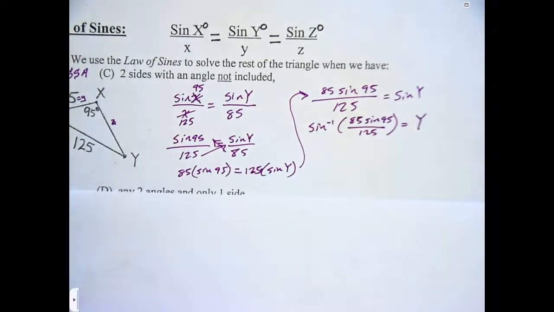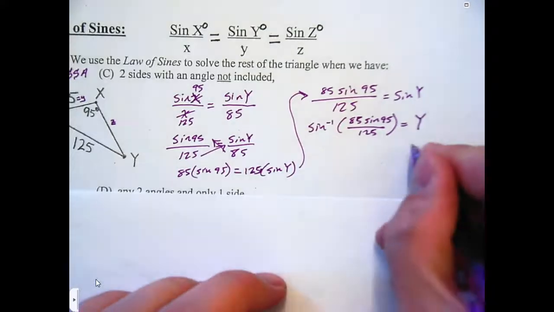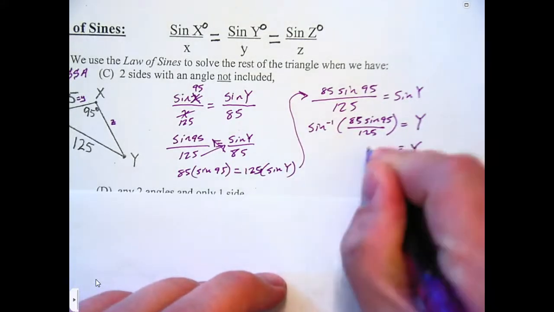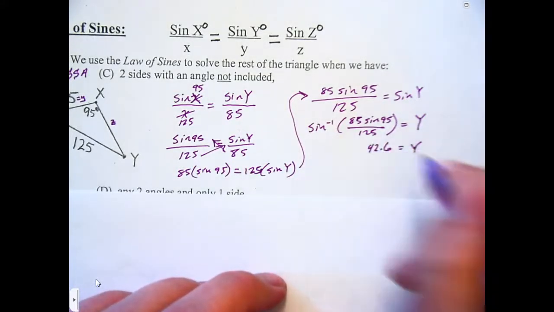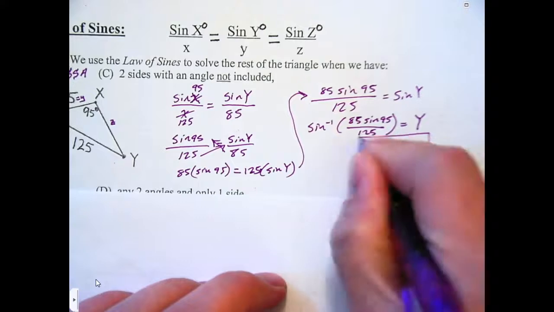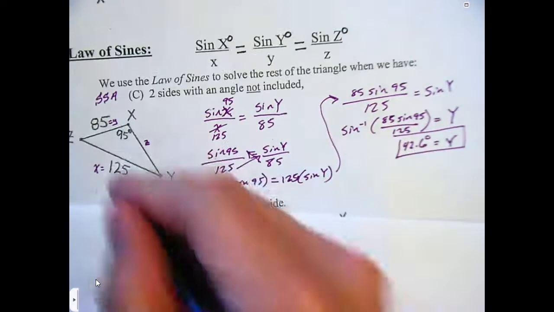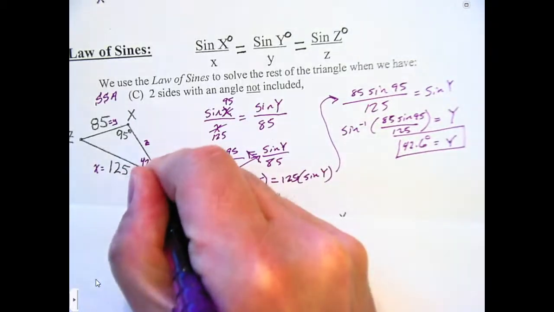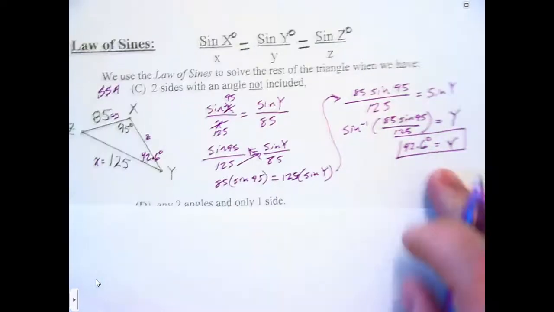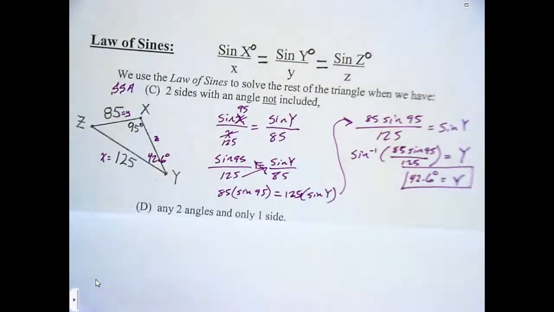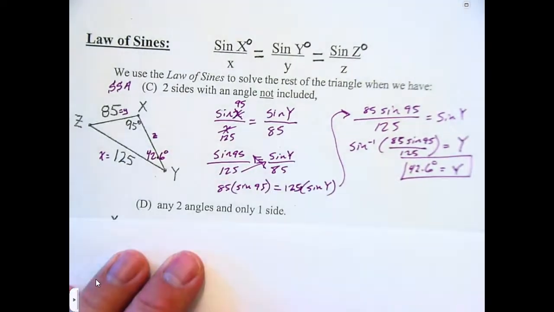Okay. So when everyone inputs it in there, make sure you're in degree mode. Okay, so we should get y equals 42.6, yeah, rounding to the nearest tenth. 42.6 degrees. Okay. So we know what that angle is. What's the other one we can find real easy right now? Angle Z, yeah. How do we do that?